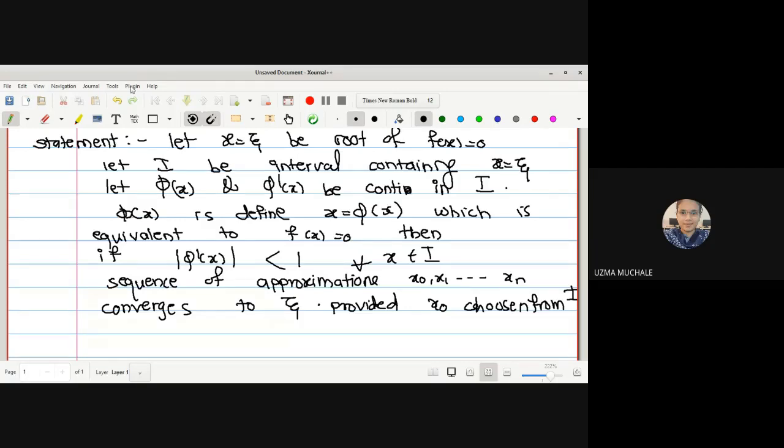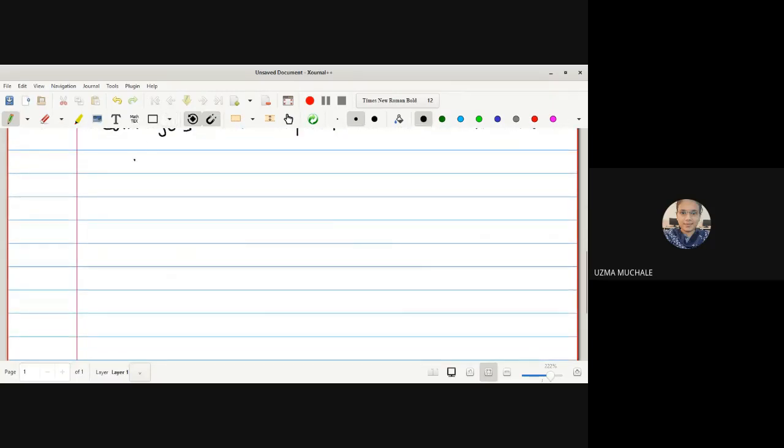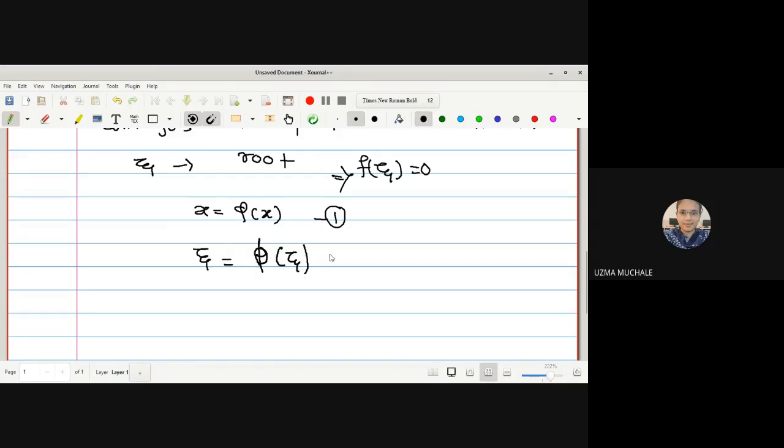First, what is given to us? Zeta is a root of our equation. If zeta is a root of our equation, then f of zeta is equal to 0. What is next? We are given x equals phi of x, which is our equation 1. As zeta is a root, it will also satisfy this, because instead of x we can substitute phi of x, and hence we can say zeta is equal to phi of zeta.